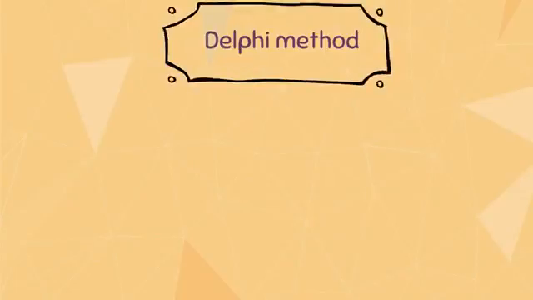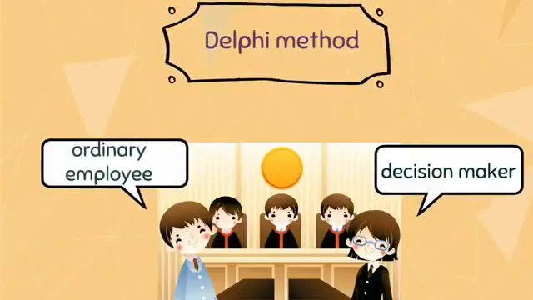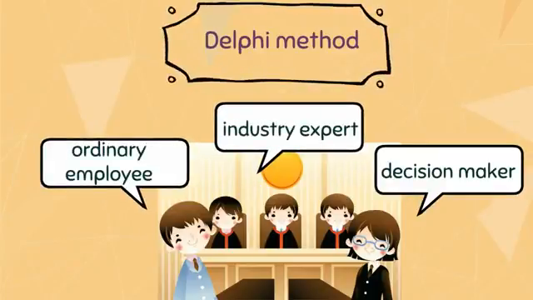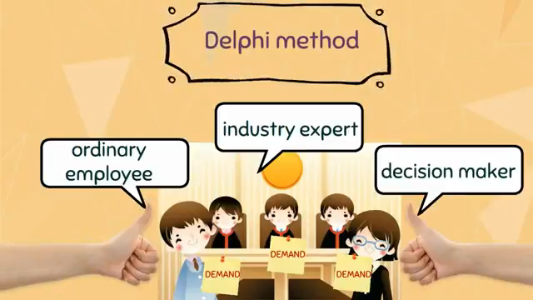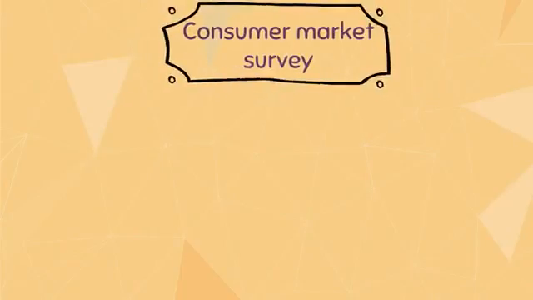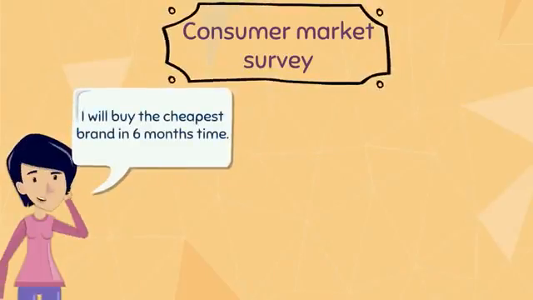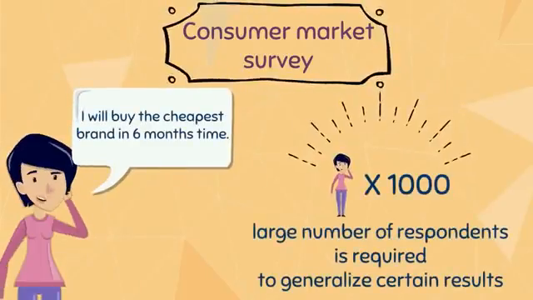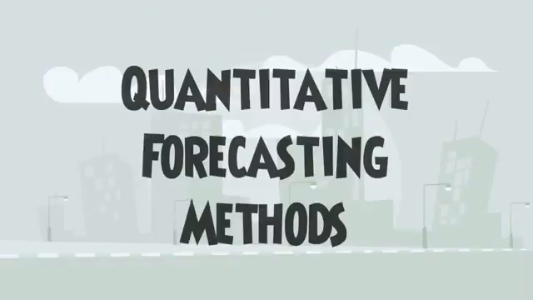3. Delphi method. A panel of experts is identified where an expert could be a decision maker, an ordinary employee, or an industry expert. Individually, they will give their estimate of the demand. An iterative process is conducted until the experts have reached a consensus. 4. Consumer market survey. Customers are asked about their purchasing plans and their projected buying behavior. A large number of respondents is required to generalize certain results.